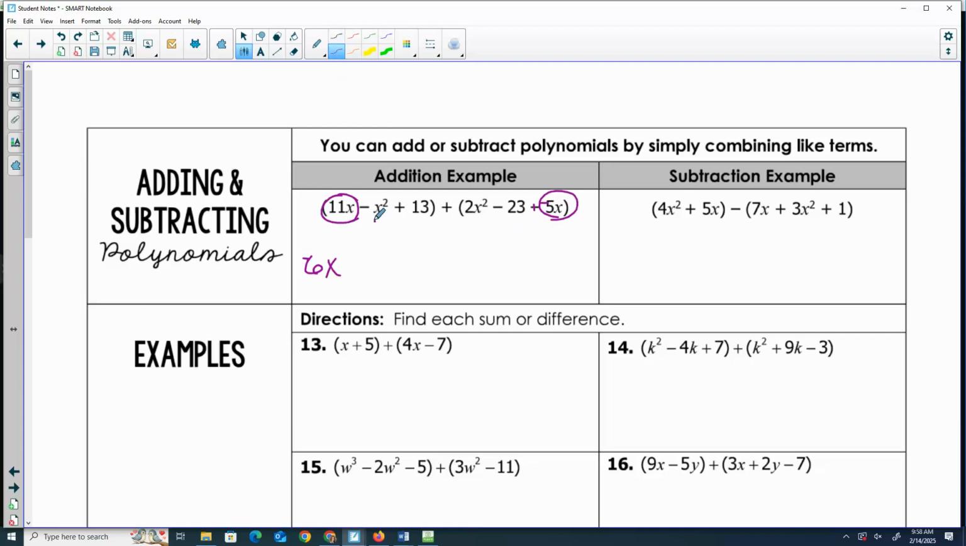Alright, then I have a negative x squared, so I can add that with my 2x squared. So negative 1 plus 2 is just a 1x squared. Then we have 13 and negative 23. So 13 plus negative 23 is negative 10.